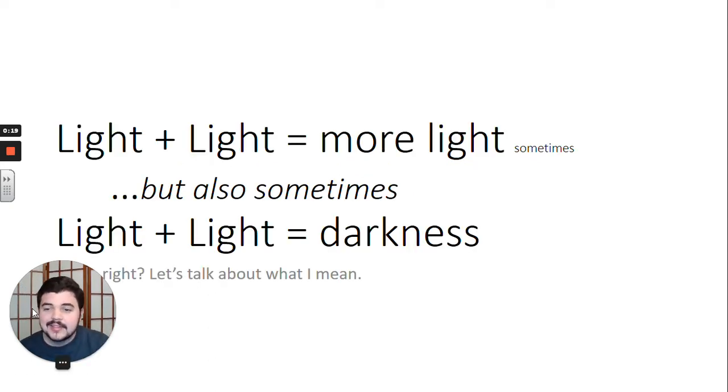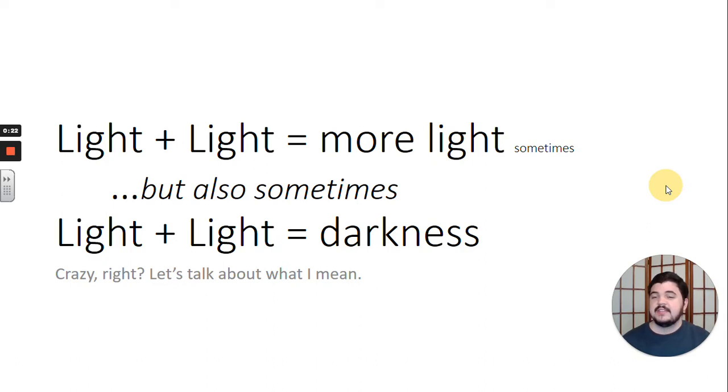So here is the cool thing that we're leading up to with this. Sometimes when you take some light and you add in more light, you get more light, right? Turn on two lights, it's brighter than just having one light on. Sometimes. But also sometimes, when you take light and you add light in, you get darkness. Sometimes light plus light equals dark. It's crazy. It's wild. Let's talk about what I mean with that.